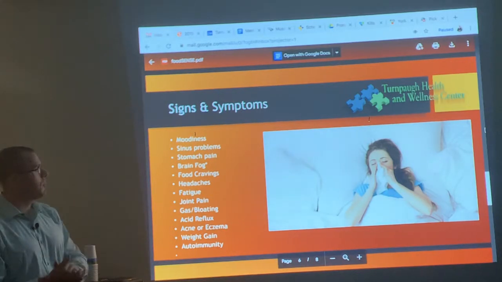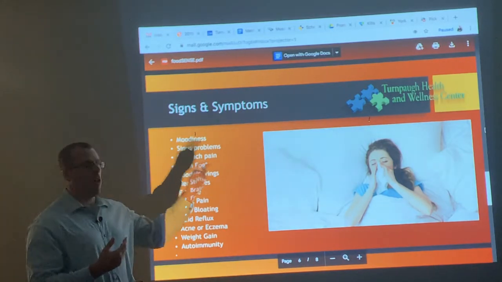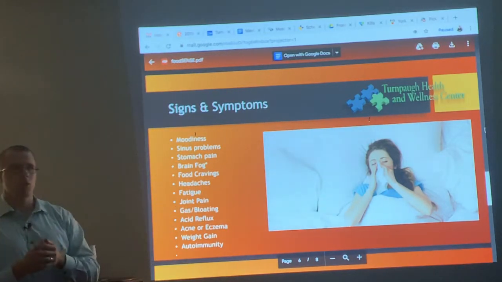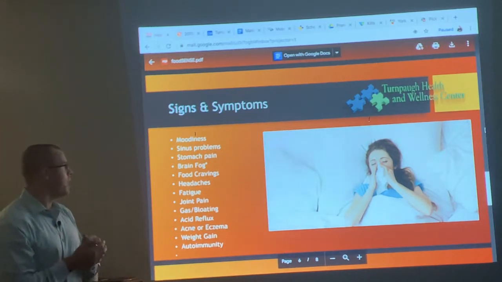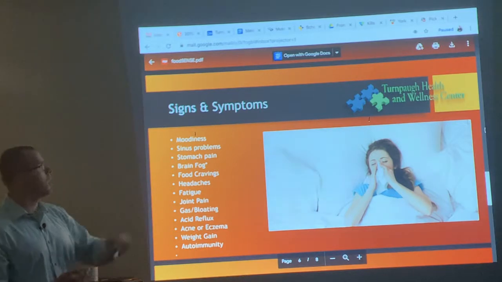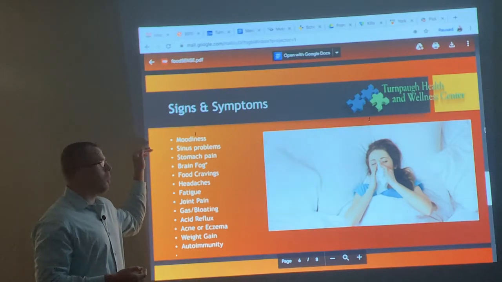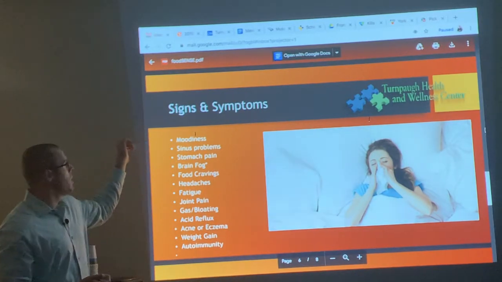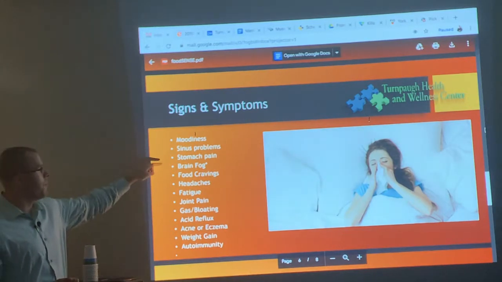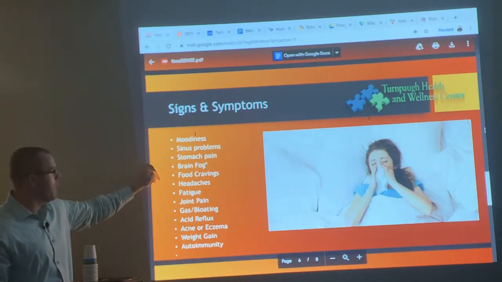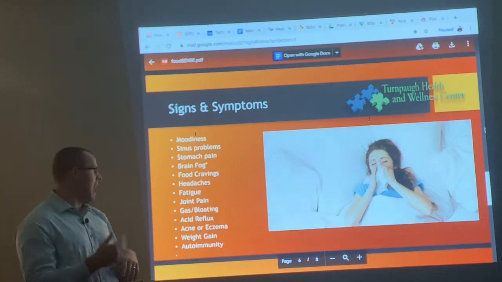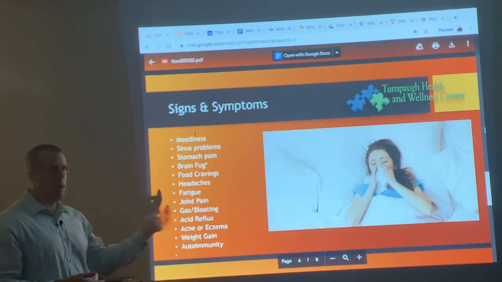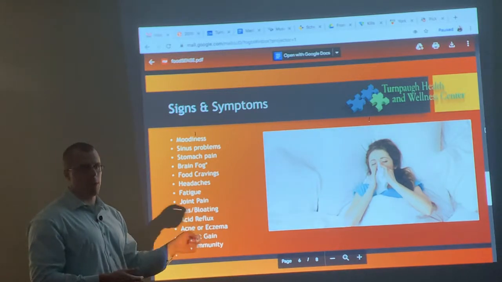So some common symptoms here. As we all are aware, when we get our typical allergic response, we have a runny nose, we're tired, we don't want to get out of bed. But our common symptoms here: I'll read it off because it's a little blurry. Moodiness, sinus problems, stomach pain, brain fog. I'll circle back to that. Food cravings, headaches, fatigue, joint pain, gas and bloating, acid reflux, acne, eczema, weight gain. If we let it go long enough, autoimmune conditions.